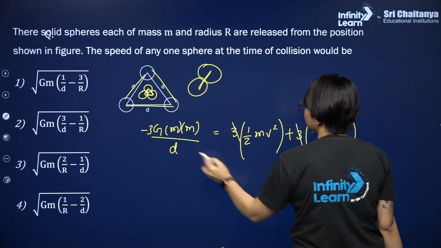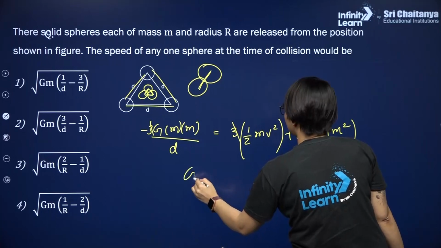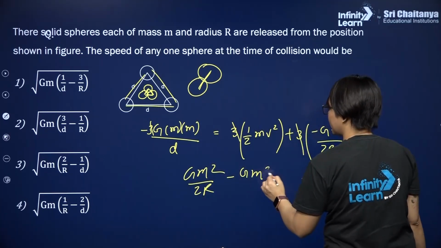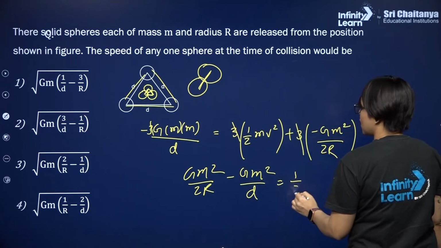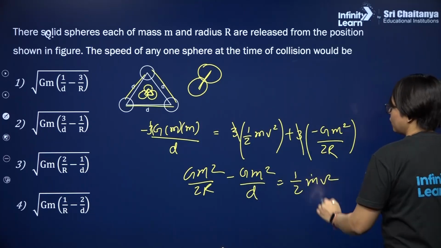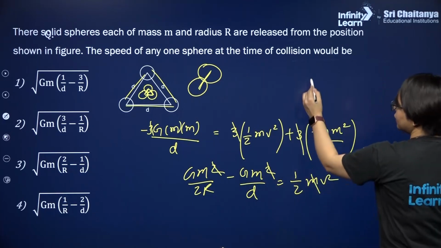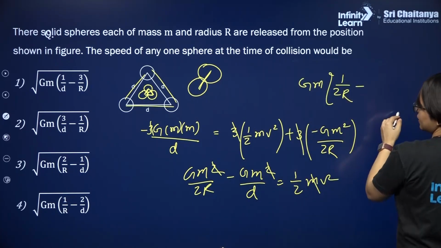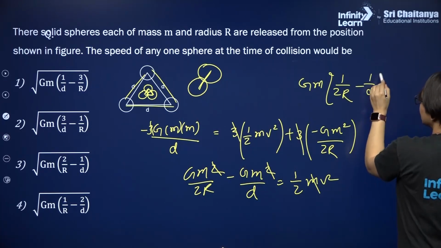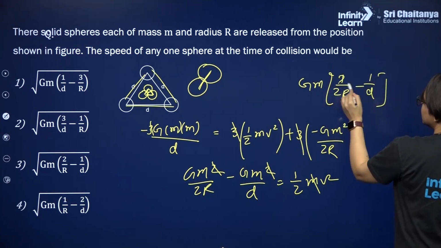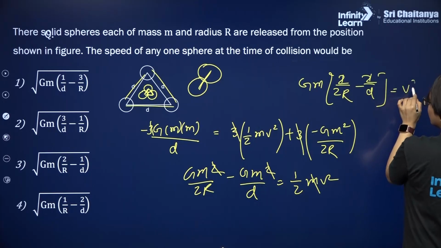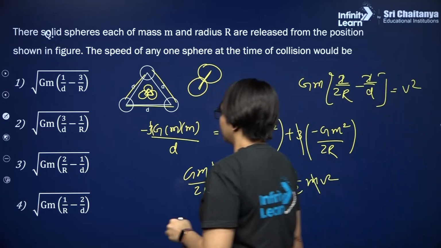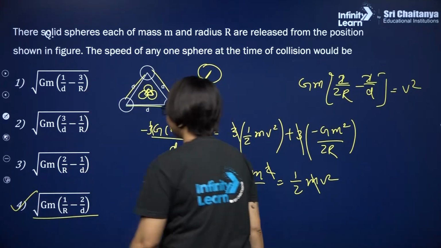So 3 cancels. We have G m square divided by 2r minus G m square divided by d is equal to half m v square. Here m cancels. So we have G m into 1 upon 2r minus 1 upon d, into 2, is equal to v square. So it is G m into 1 upon r minus 2 upon d, square root will be your answer.